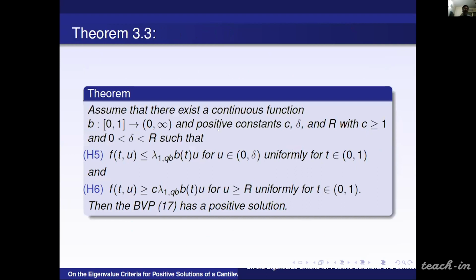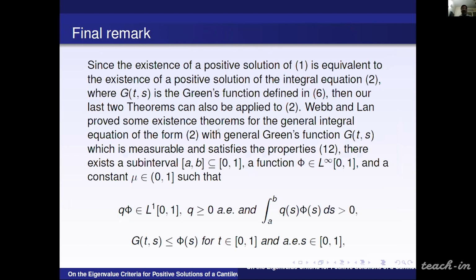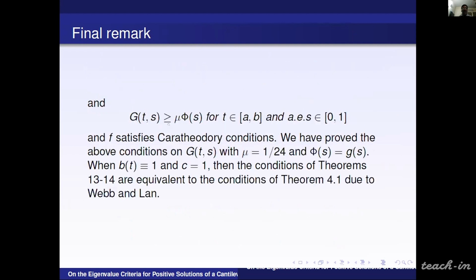So let me go to the final remark once again. Webb and Lund proved some existence theorem for the general integral equation of the form 2 with the general Green's function satisfying the property 12. They say that there should exist a subinterval AB in 0 to 1 and a function P and a constant mu. They said that this condition is required always: Q phi is L1 in time integrable and Q is greater than or equal to 0 almost everywhere, and this should be greater than 0. And G of TS should be less than or equal to PS, and G of TS should be greater than mu times PS for all T in AB and almost everywhere S in 0 to 1. And F should satisfy the Carathéodory conditions.